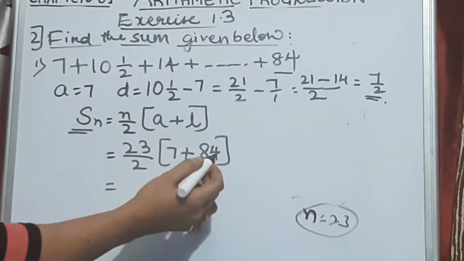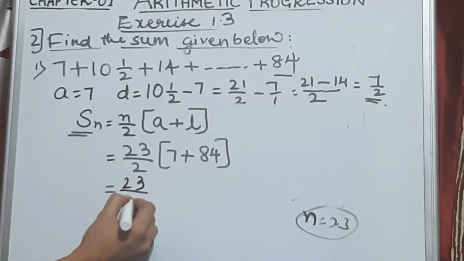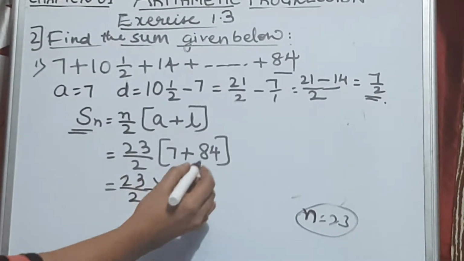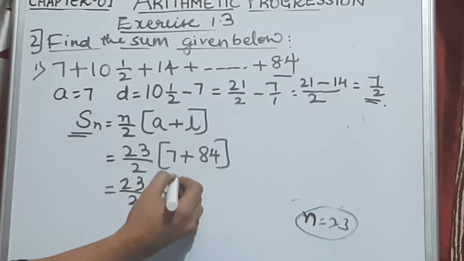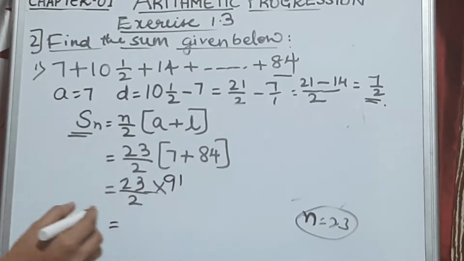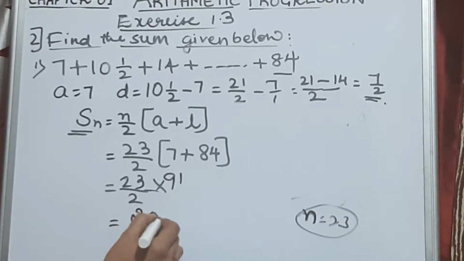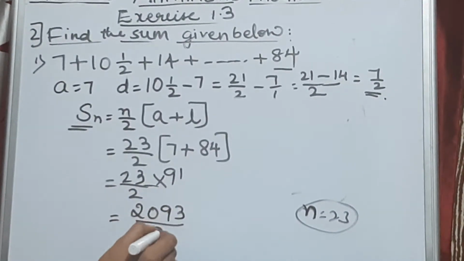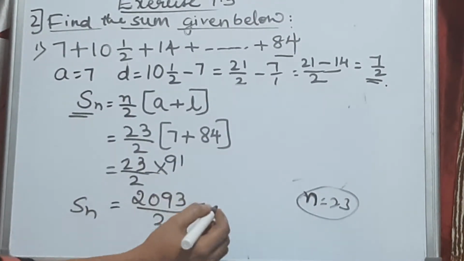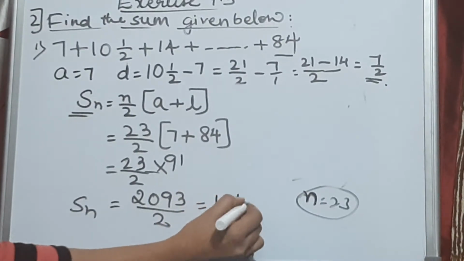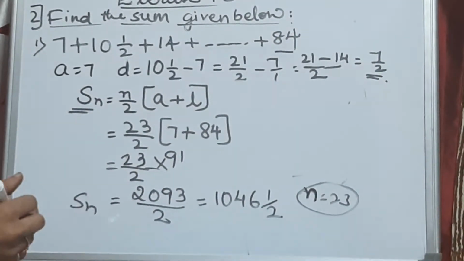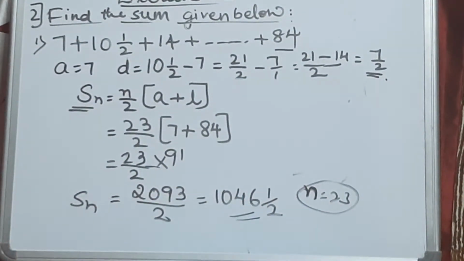A is 7, L is 84. Now 23 by 2 into (84 plus 7), which is 91. If you multiply both, we get 2093 by 2. To get the correct value we divide, and we get 1046.5, which is half. 0.5 we got is half. This is our sum of the terms.